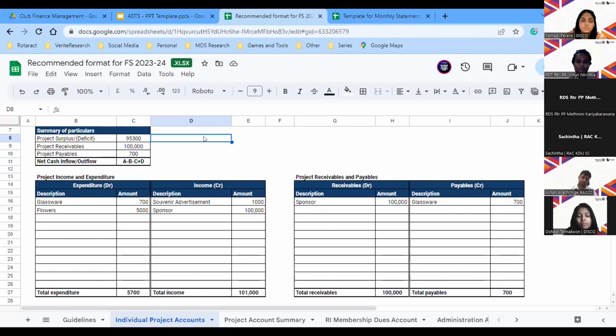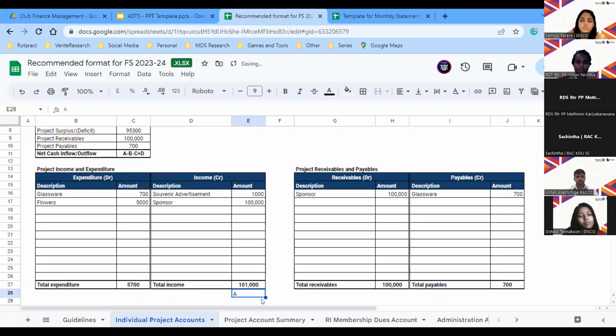So from that, obviously you have to deduct a few things. Let me put this: A is your income, and B is your expenditure, and you minus C. You minus C because that money you haven't gotten yet, so you can't actually add it to the cash flows. So you deduct the 100,000 while you add the payables.